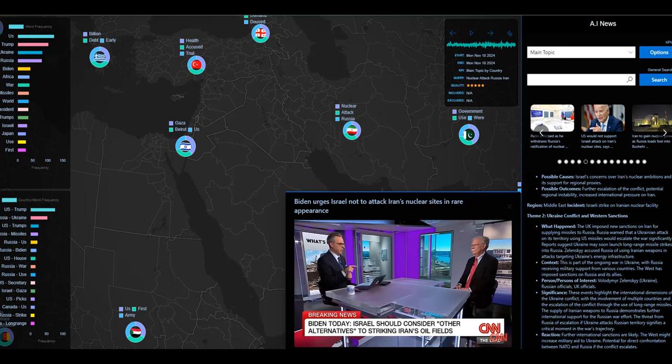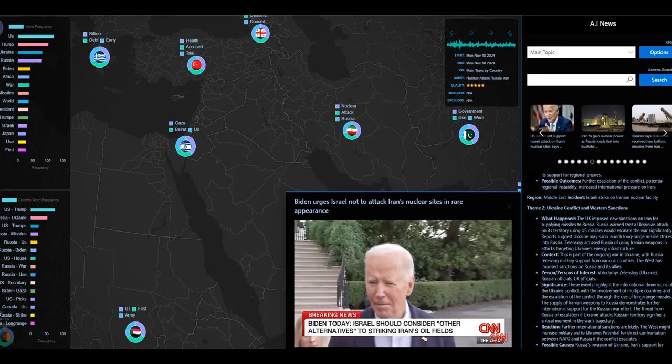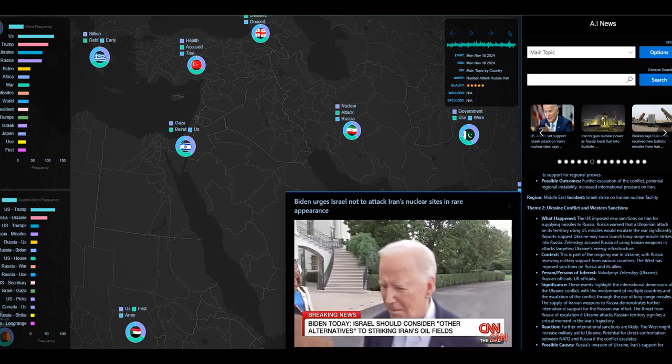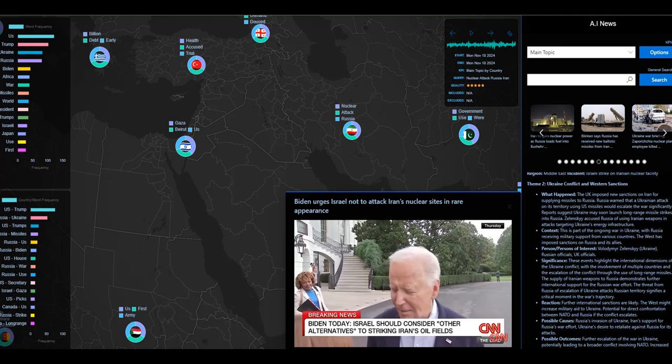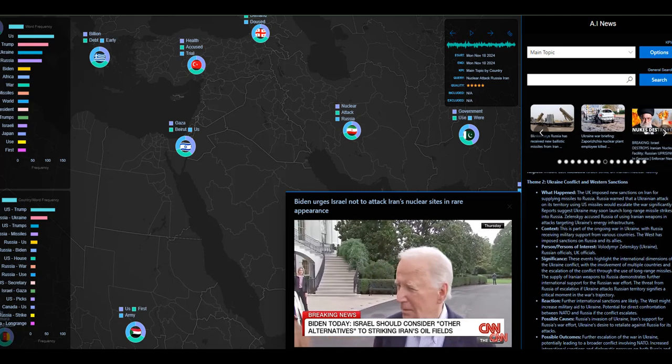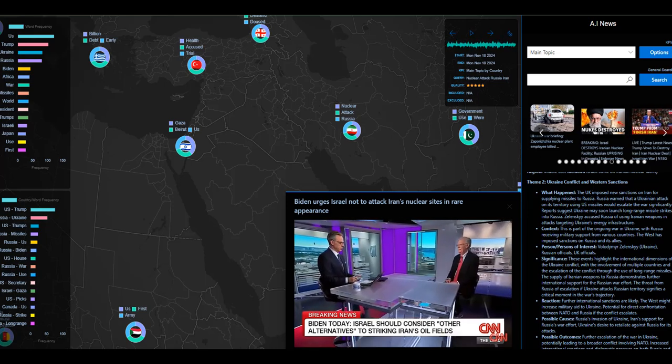Theme 2. Ukraine conflict and Western sanctions. What happened? The UK imposed new sanctions on Iran for supplying missiles to Russia. Russia warned that a Ukrainian attack on its territory using US missiles would escalate the war significantly. Reports suggest Ukraine may soon launch long-range missile strikes into Russia.